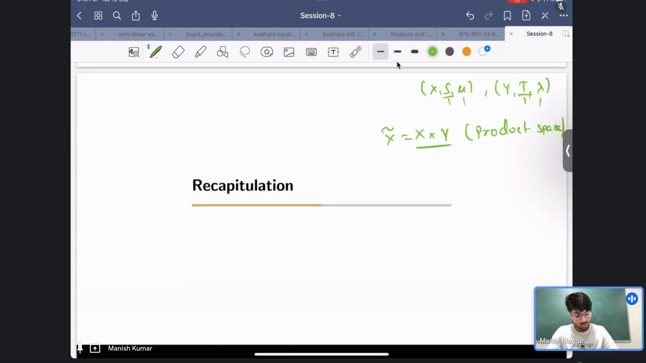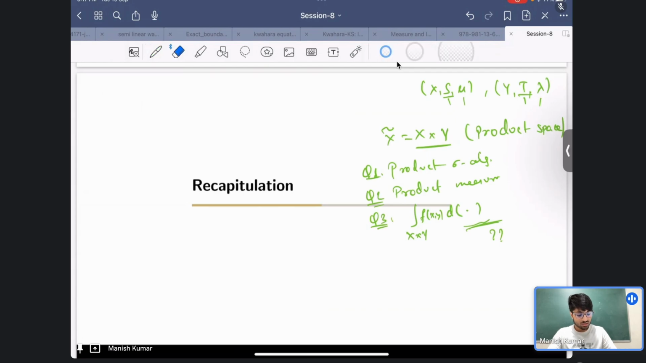Okay, so the question is, what is the product sigma algebra? And then what is this product measure? So these are the first two questions that we'll see. And then after this, suppose you have this measure space X cross Y, obviously we'll have some integration corresponding to this measure space and the measure we define here. This will be a function of two variables x and y. So what will be this integral? How to evaluate this integral?